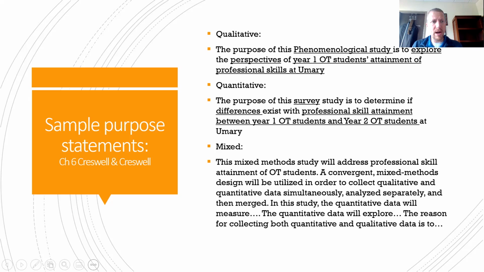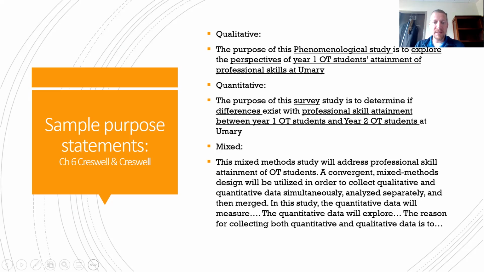So a lot of times your quantitative might give you differences in something, or measure something, or identify a relationship. Your qualitative piece of that convergent design may offer explanation as to why some of those results are the way they are with the quantitative study. And so again, it's going to really depend on whether you are using the convergent mixed methods design or one of the other two. And so this mixed methods study will address professional skill attainment of OT students.